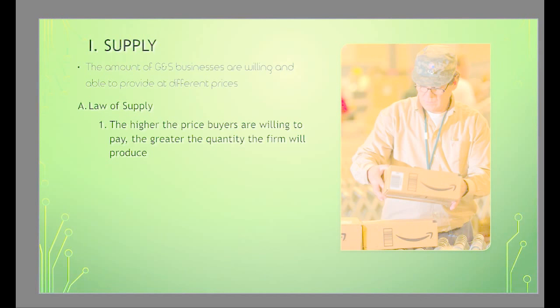Now, we talk about the law of supply. The law of supply says that the higher the price buyers are willing to pay, the greater the quantity that firms will produce. So the higher the price that buyers are willing to pay, the greater the quantity suppliers will produce. It works the opposite way as well. So the lower the price that buyers are willing to pay for an item, the less you're willing to produce.